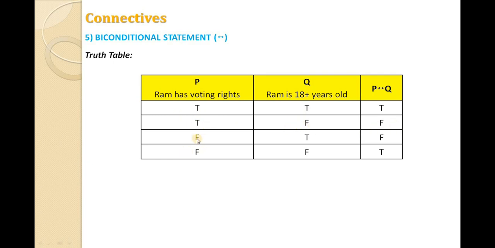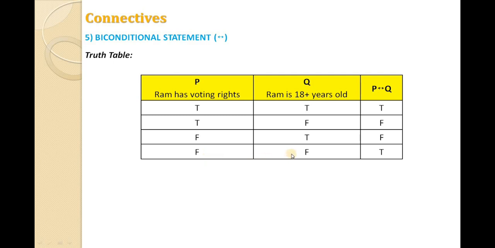In the third, Ram has voting rights, this statement is false, and Ram is 18 plus years old, this statement is true. Means the statement is Ram does not have voting rights, but Ram is 18 plus years old. That is also not the case. Any citizen with 18 plus years of age has the voting rights. That's why if the first statement is false and the second is true, then also your final conclusion is false. Means P depends on Q and Q depends on P. If P is true and Q is false, conclusion is false. If P is false and Q is true, then also your conclusion is false.